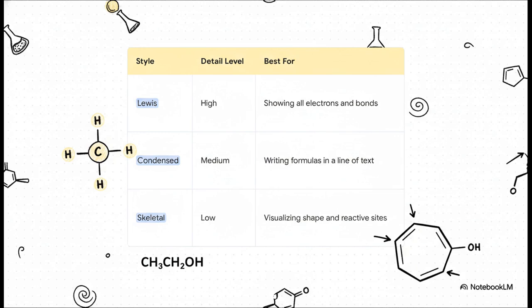Your classic Lewis structure gives you the absolute most detail. It's perfect for when you need to see every single electron, like if you're trying to figure out how a reaction works. The condensed structure is that nice middle ground. It's awesome for quickly typing out a chemical formula in a sentence. And then you have the skeletal structure. It has the least amount of explicit detail, but it's by far the best for quickly seeing a molecule's shape and spotting those all-important functional groups.